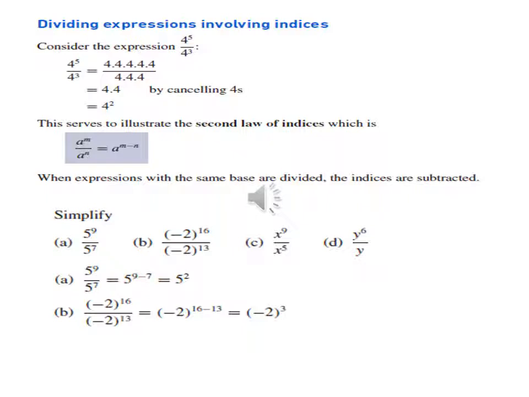Simplify. 5 to the power 9 over 5 to the power 7 equals 5 to the power 2, and so on. y to the power 6 over y equals y to the power 5. x to the power 9 over x to the power minus 5 equals x to the power 9 multiplied by x to the power 5. It's obvious.